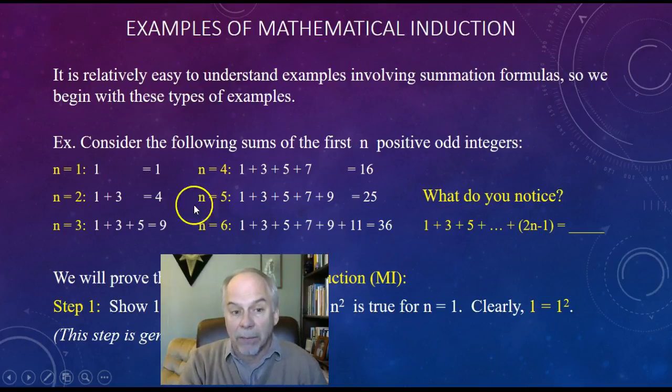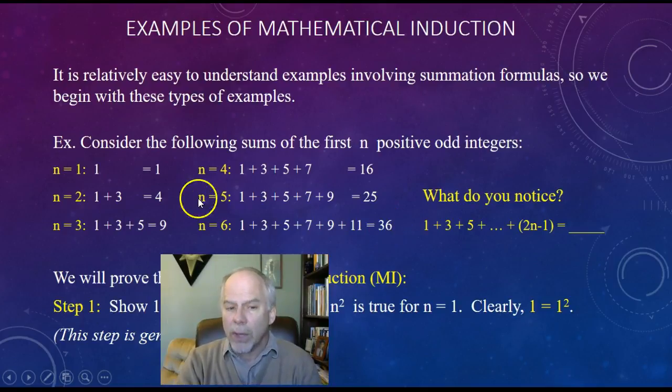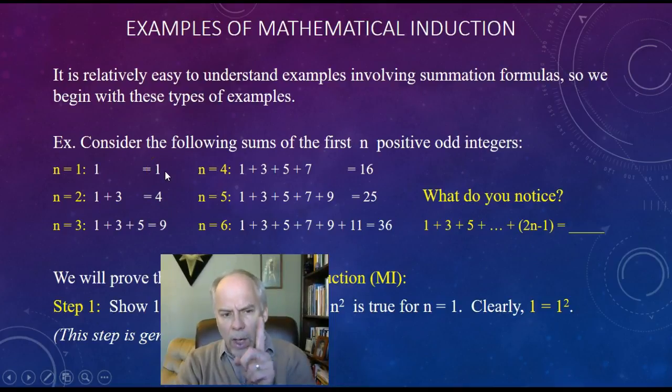Now look at these numbers that we resulted in: 1, 4, 9, 16, 25, and 36, excuse me, 36. What do you notice about those numbers? Do you recognize that sequence of numbers? 1, 4, 9, 16, 25, 36.